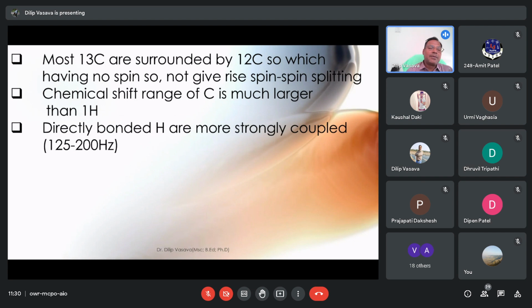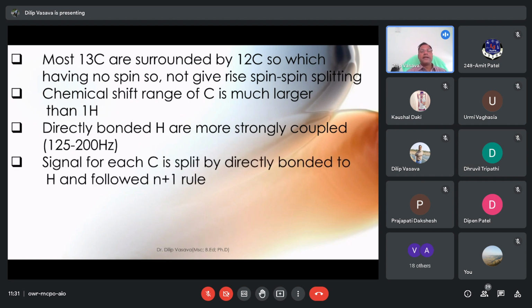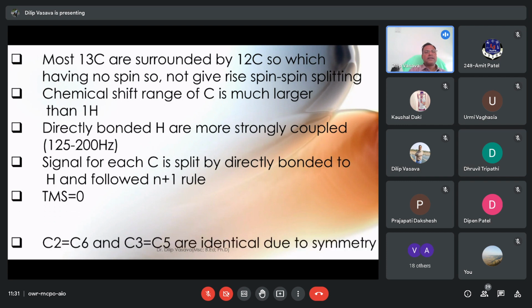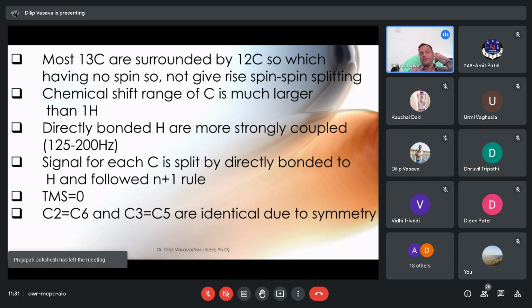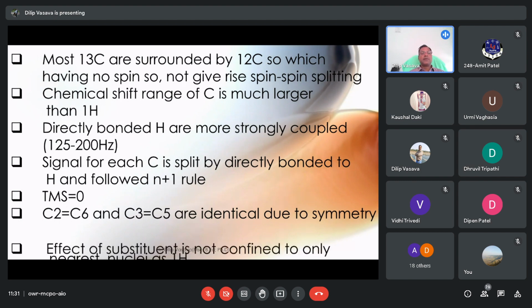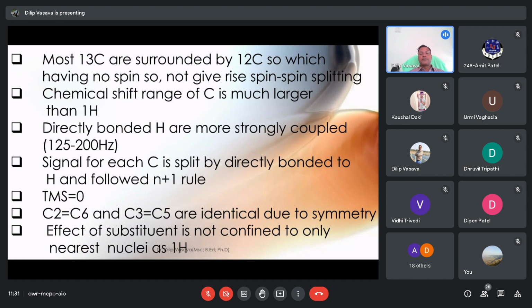Here one thing I wanted to say very precisely is that directly bonded protons are strongly coupled with the particular carbon atom, and the signal for each carbon is split when directly bonded to H, following the n+1 rule. So if a quartet is there, I mean 3 protons are there, then you will get the quartet. TMS in both cases, 1H NMR and 13C NMR, remains 0. C2, C6 and C3, C5 are identical because magnetically both carbon atoms are the same, ortho and meta positions, so they become identical due to the symmetry. The effect of a substituent is not confined to only the nearest nucleus as in 1H.